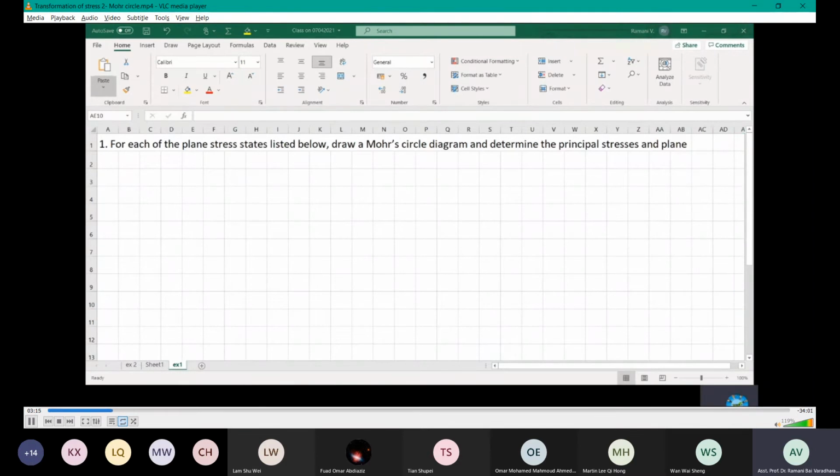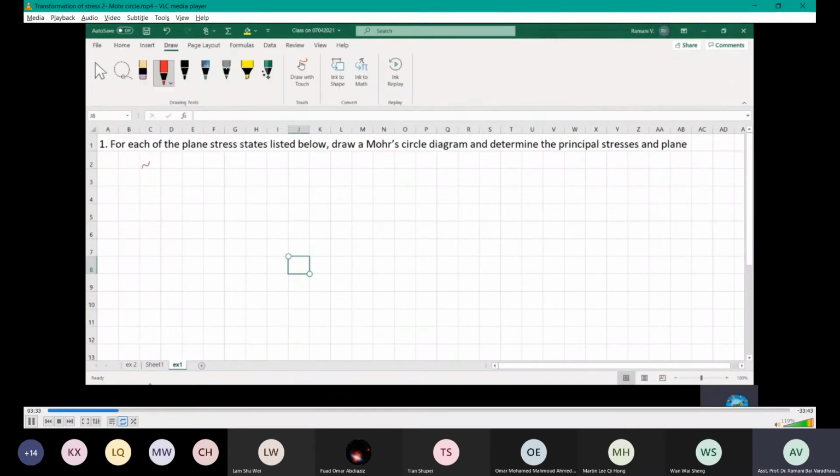The question says, for each of the plane stress states listed below, draw a Mohr circle diagram and determine the principal stresses in the plane. The stresses given: number one, normal stress is given. I will type it down. The normal stress is a given value of sigma x equal to 20 megapascal.